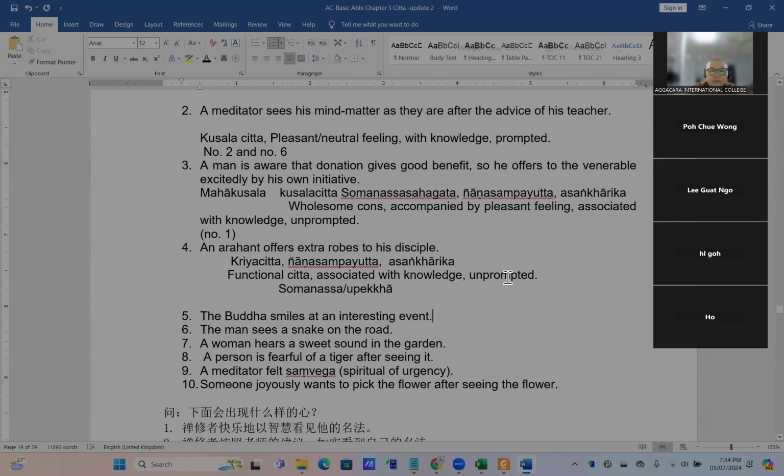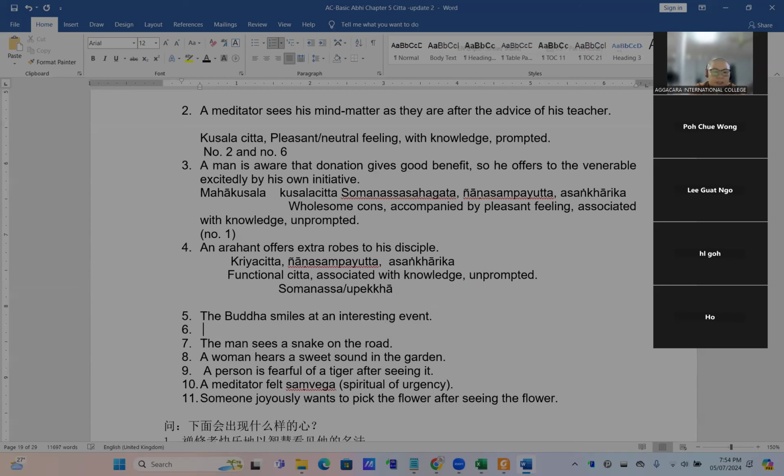Hasitu pada, the consciousness is Hasitu ahetuka kriya citta. Yes, ahetuka citta. Ahetuka, so kriya citta. Actually, you don't need to mention kriya.